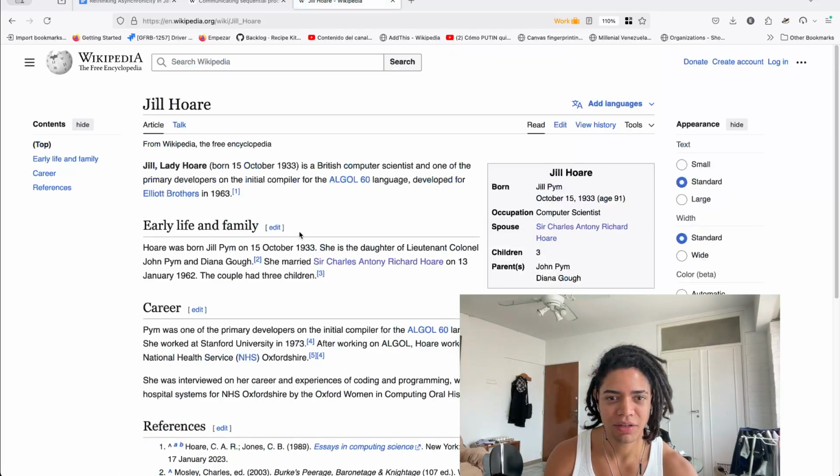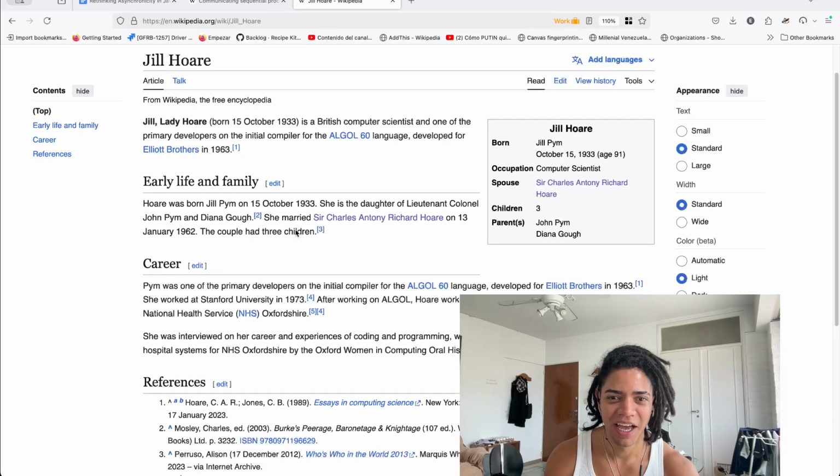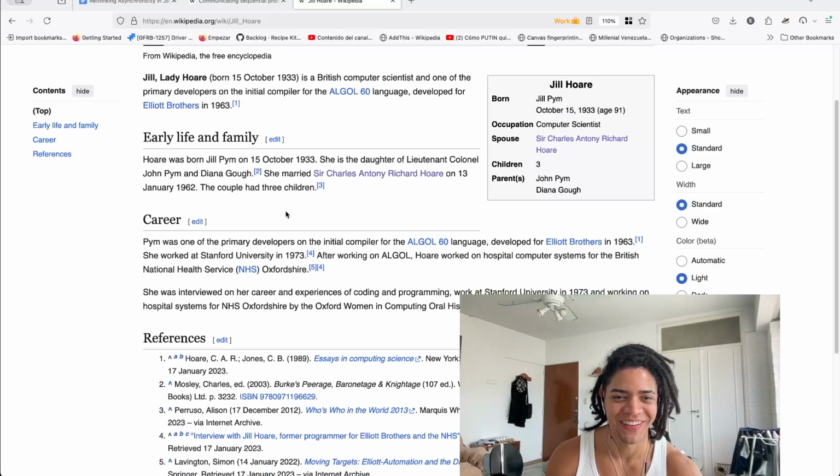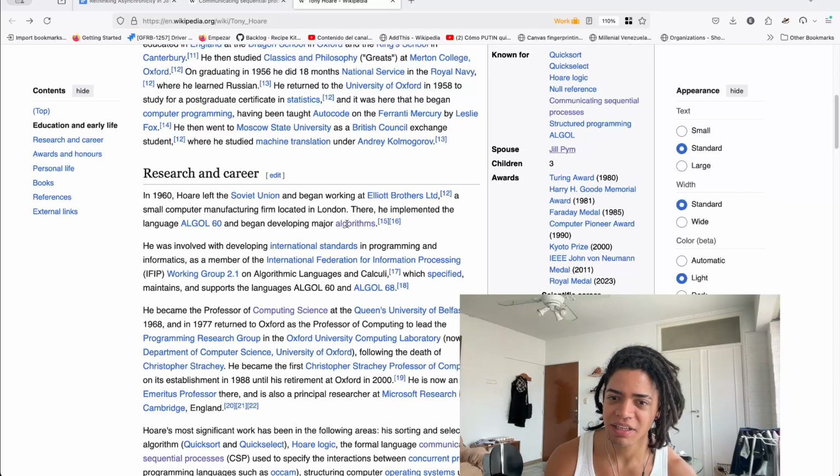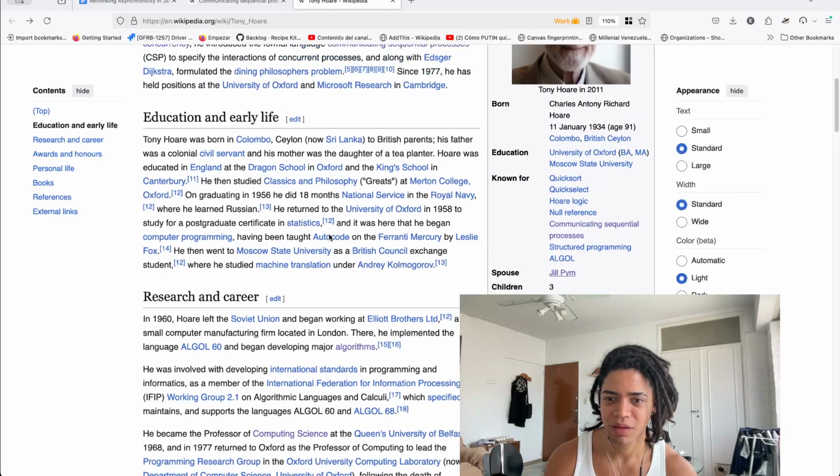Jill Ping is a British computer scientist. She's the daughter of Lieutenant Colonel John Ping and Dinah Good. You know what? These kinds of people actually live a very steady, chill life. Turing Award in 1980.